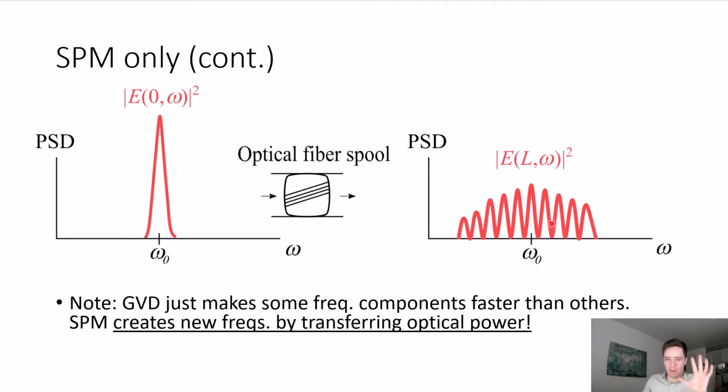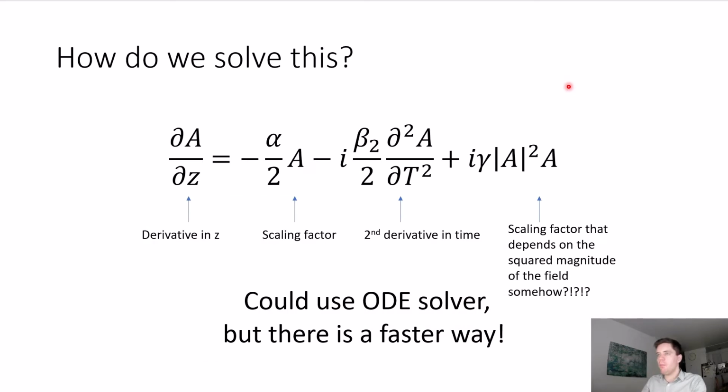So just to be very clear, group velocity dispersion only takes some of the pre-existing frequency components and then delays or advances them relative to each other. But self-phase modulation actually creates new frequency components by transfer of optical power. That's one of the reasons why we find nonlinear effects in optical fiber so interesting, because they allow us to generate more colors from just a monochromatic input. I actually have a video that should be linked up here where I demonstrate this experimentally, so feel free to check that out. Anyway, how do we actually solve this very complicated equation here?